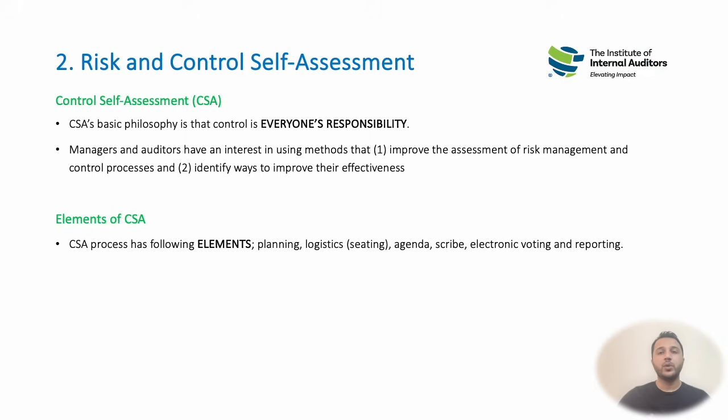So what we can conclude from CSA: first of all, CSA ensures everyone's responsibility, that everyone within the organization is responsible for risk and controls, and achieving the organizational objectives. And CSA needs to be in a formal setup where we have to carry out planning, logistics, agenda, scribe, electronic voting, and reporting.